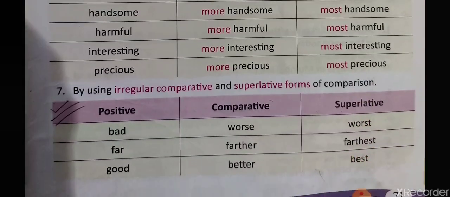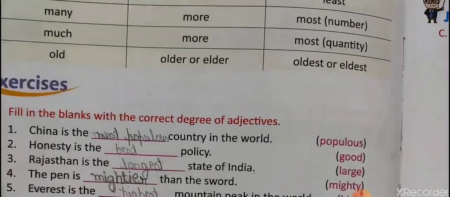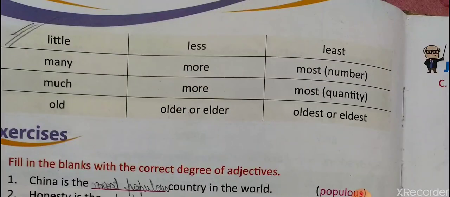Next is the irregular comparative and superlative forms. These words are actually made in very different ways, like bad becomes worse and worst, far, farther, and farthest. There is no ER or EST added to the positive degree. The whole word is changed. Little, less, least; many, more, most; much, more, most; old, older or elder, and then oldest or eldest. With this the chapter is over.